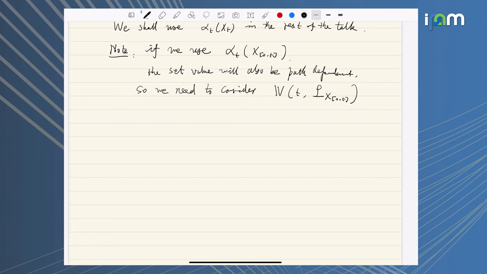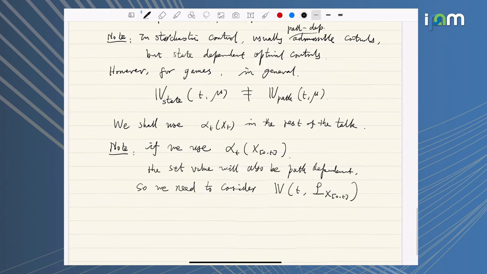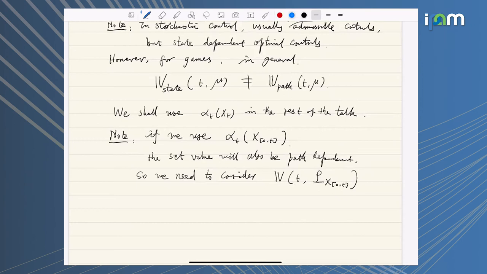Okay, so that's the heuristic argument of what we are doing, and for the control, we'll use the state-dependent ones. Now the rigorous result. Well, the so-called rigorous is still not that rigorous in the talk. Yes, I'm simplifying a lot and skipping some details.